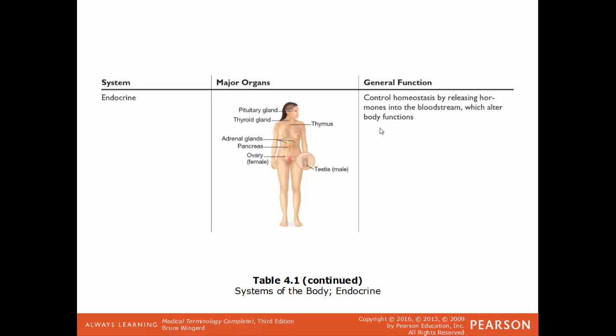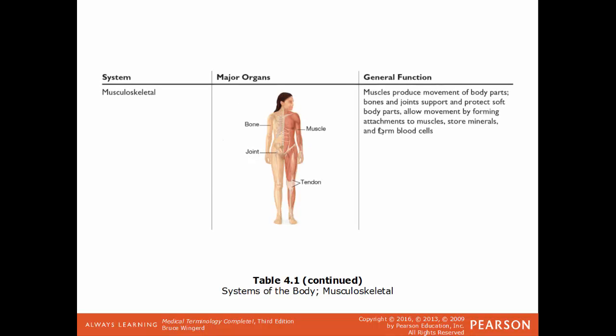The musculoskeletal system, this includes both the bones, various types of joints, various types of cartilages, and also the muscles. That's why you get musculoskeletal, the muscles and skeleton. The muscles will provide movement for the body parts, and then the bones and the joints will support the body and also protect the internal organs, and also serve as a site of attachment for muscles. Muscles can't work if they're not attached to something.